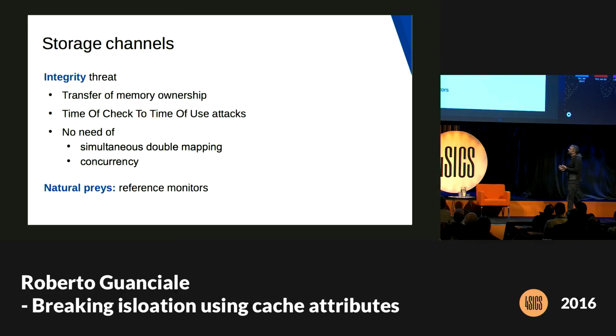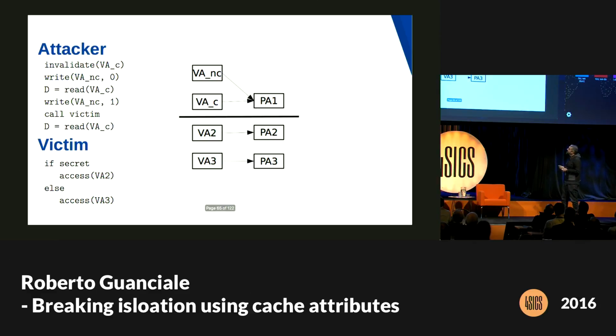And it's based on this idea of transfer of memory ownership. So the attacker prepares something in the memory, and then transfers this memory to the victim. And the victim checks some policy, and then activates a secure functionality. There are several cases where the victim can possibly perform this kind of activity. But in addition to the integrity threat, this can even be a confidentiality threat.